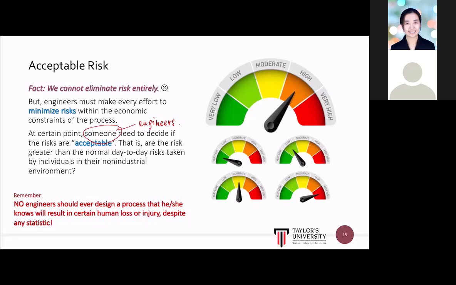You cannot design something that you know is going to explode one day, and then just say, never mind, that one day is not today. We cannot do that. If you know something is going to happen, we have to take action. Okay? Any questions about acceptable risk? It's as simple as that.